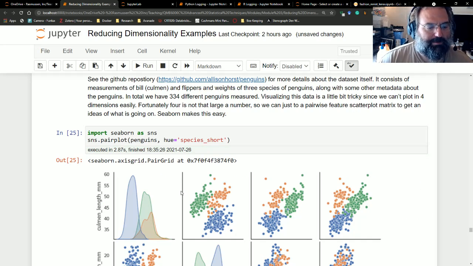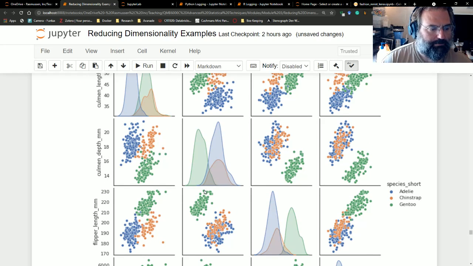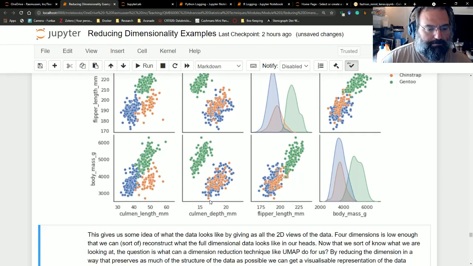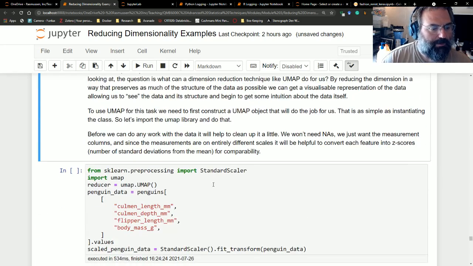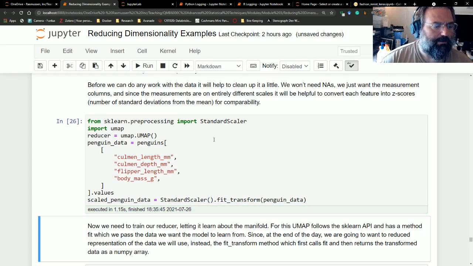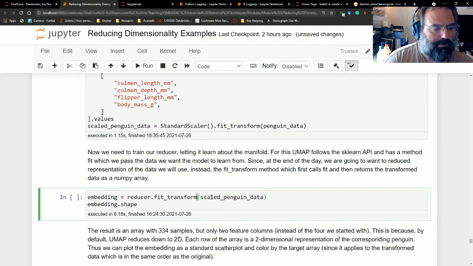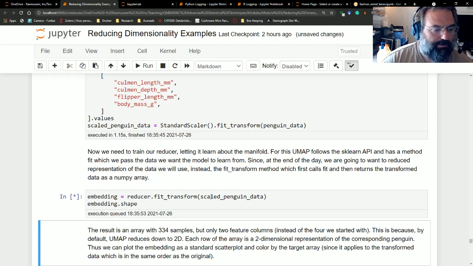Anyway, the pair plot's pretty interesting. It shows you the species by the combination of various attributes and features. So that's pretty cool. Then we can do some scaling. We do a standard scaler, which is pretty common. If you're not scaling data, you may want to wonder why, because it seems like it needs to happen most times. Fit transform.